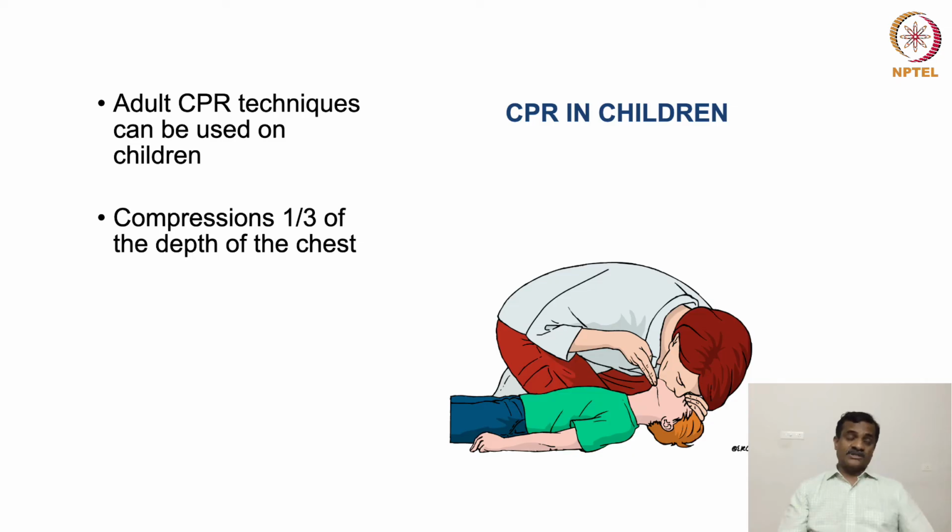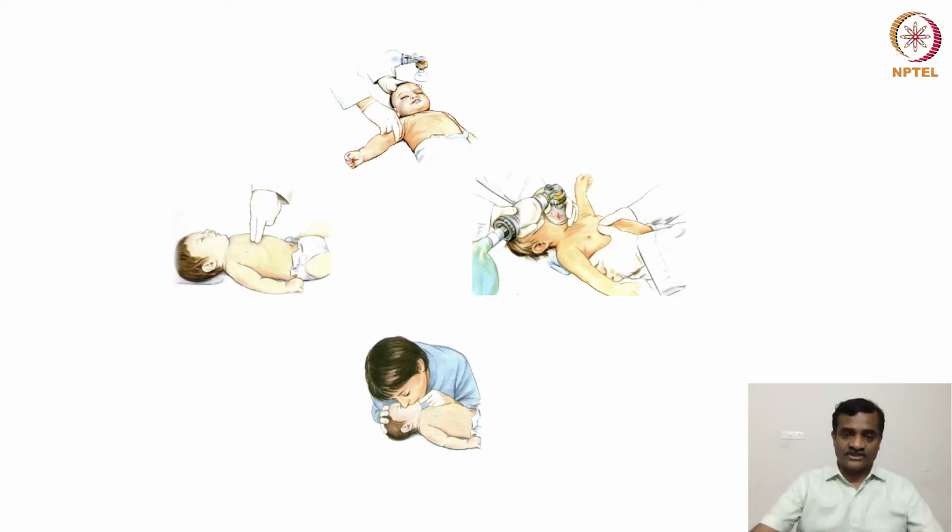Only thing is, if you can, if there are 2 people available, you are going to use a 15:2 ratio, 15 compressions to 2 rescue breaths, rather than 30:2. However, if you're confused, don't worry, you just use the adult technique. In a kid, we can't look at 5 centimeters because the entire chest wall thickness is less. You're not looking at 5 to 6 centimeters depth of compression. You look at, say, 1/3 of the depth of the chest for the compression.